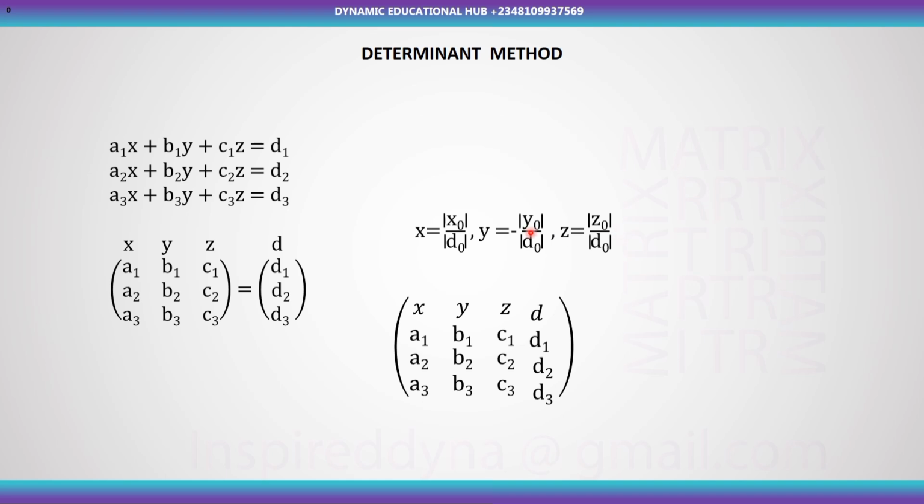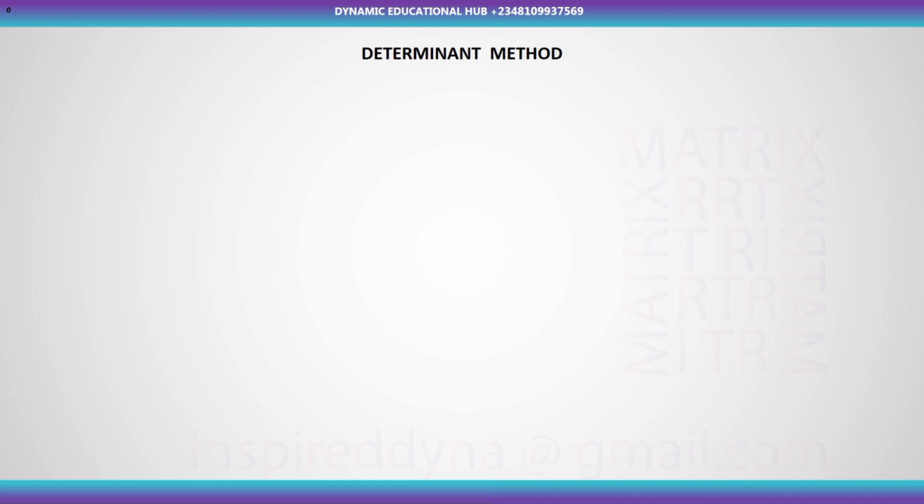For 2 by 2, the first one will carry negative, while the second one will carry positive. And for 3 by 3, the first one will carry positive, the next one will carry negative, and the next one will also carry positive. This is the formula you can use to quickly find the unknowns in a set of linear equations 3 by 3. Let's see how to apply this and how to use it to solve, in the next video, a set of linear equations having multiple unknowns.